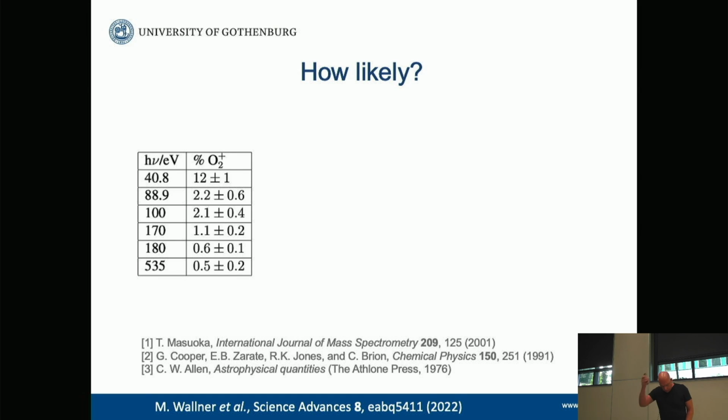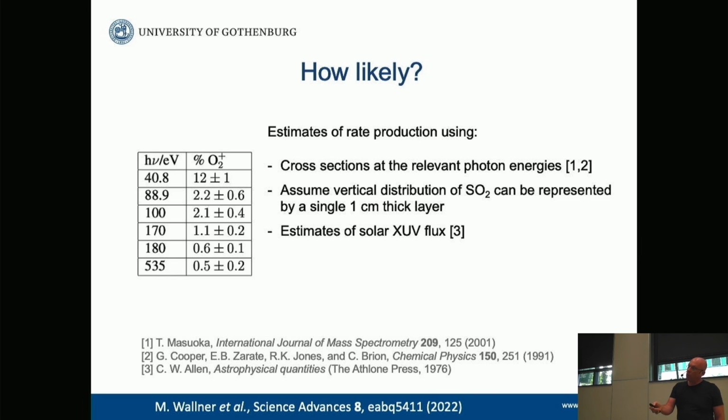And then when we submitted the paper, we were asked by a referee to come up with an estimate of how likely this actually is. So we went back. First of all, we did it for a series of photon energies. This is 41 eV, which we have in the lab, and then into synchrotrons. So we get the fractions of this from our measurements. And now in order to estimate how likely the whole thing is, we use cross sections at the relevant photon energies which are in the literature.